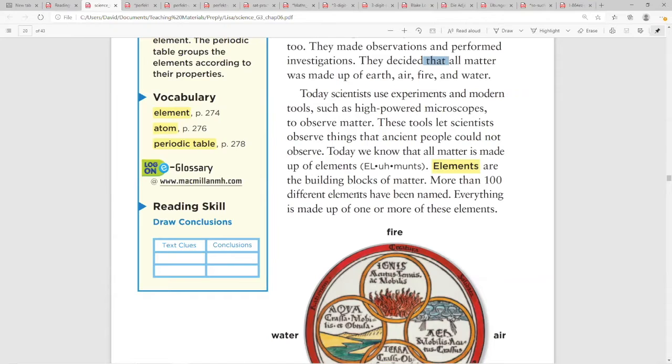So that's why elements are so important, because those elements, the more than 100, that is all there is. Everything we see around us in the world is made of these elements. There are more than 100 of them. So everything is made up of one or more of the elements. Sometimes the elements exist on their own, and other times they combine together with other elements. But all they are is one or more of those elements.